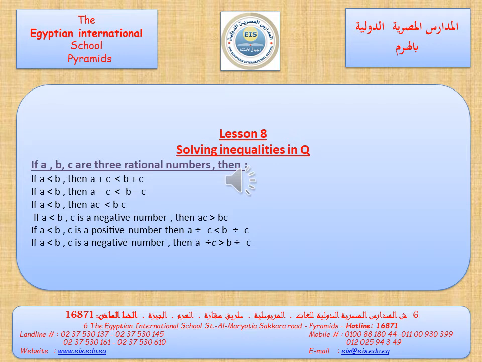If we subtract, the same. If we multiply, the same. But if we multiply a negative number to both sides, the sign will be replaced from smaller than to bigger than. So if we have A less than B and C is a negative number, then AC will be bigger than BC. And if A is less than B and C is a positive number, then A divided by C will be smaller than B divided by C, as it is, didn't change. But if I have A less than B and C is a negative number, the sign will be replaced also from smaller than to bigger than.